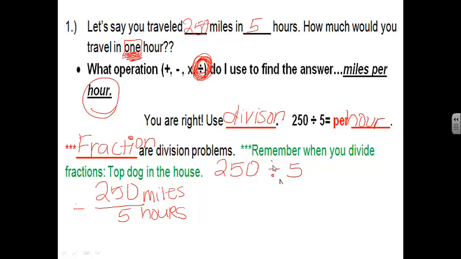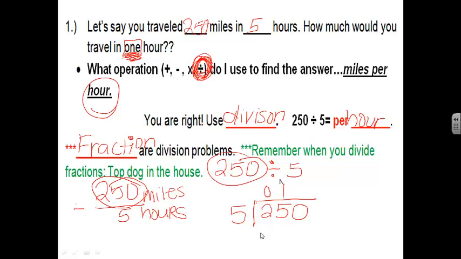Now, certain things we need to remember. Which number goes on the top, the first number? Top dog in the house. Very good. So we're going to do 250 divided by 5. Make sure that you know which one goes on the inside. Step by step: how many times does 5 go into 2? 0. How many times does 5 go into 5? Very good, 1.